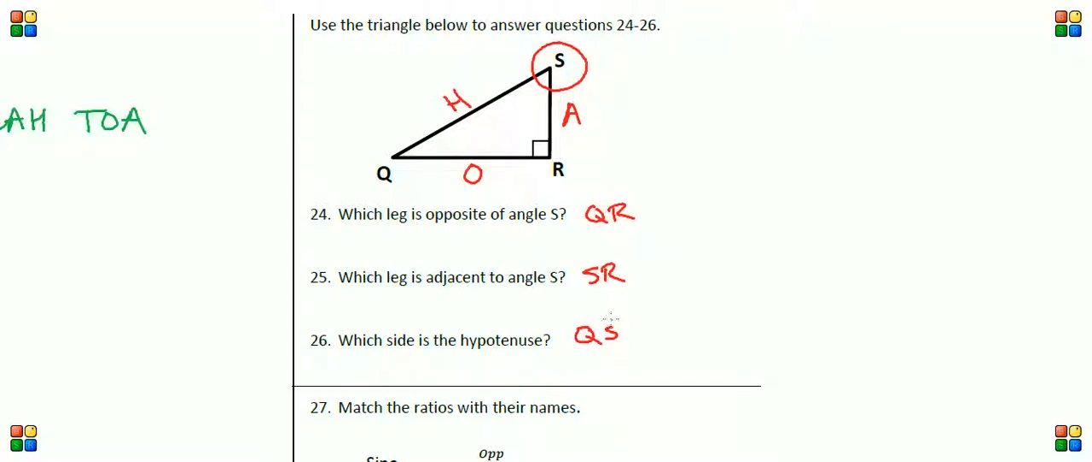Now, you've talked about this in class before. You know that you can reverse these letters. I could have called this side RQ, and this side RS, and this side SQ. You can arrange these two endpoints whatever order you want.